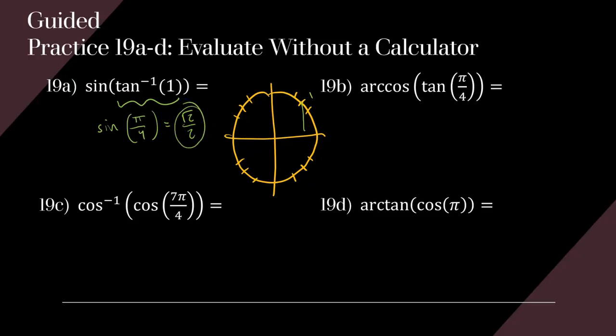Let's look at another one. Let's look at the one next to it, 19b. Just as a reminder from what we talked about at the end of our notes yesterday, arc cosine is just another way of saying inverse cosine. So we're doing the inverse cosine of the tangent of pi over 4. Let's start with tangent of pi over 4 radians. Well, we just did that one. Tangent pi over 4 would be here, so the tangent at that value would be 1. Now we're going to look at what's the inverse cosine of 1.